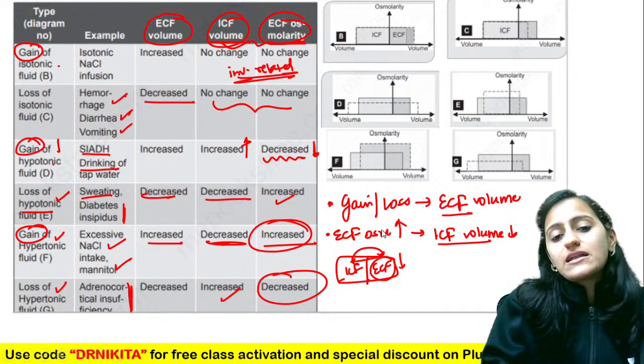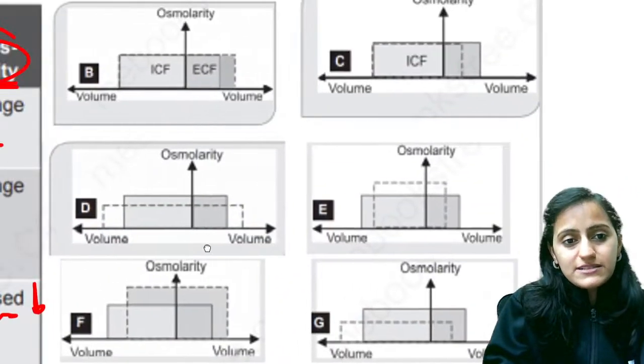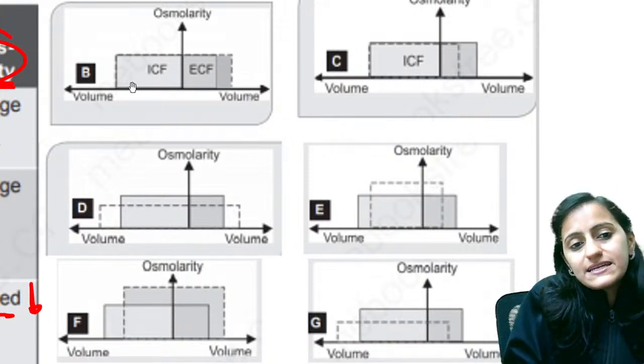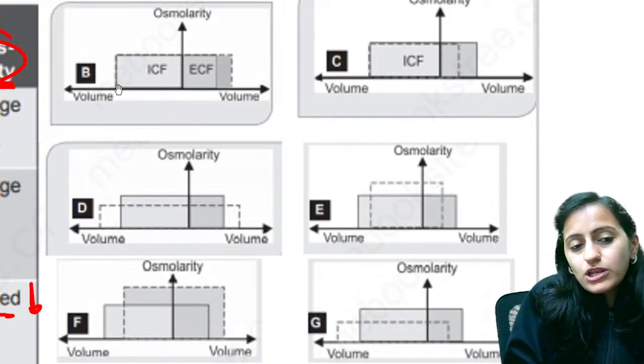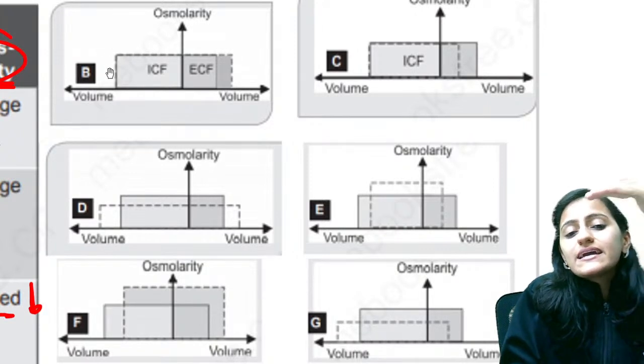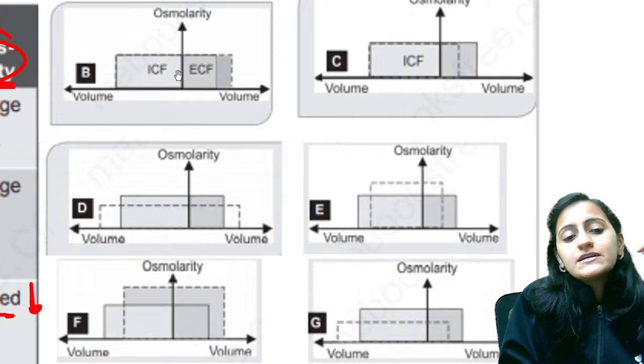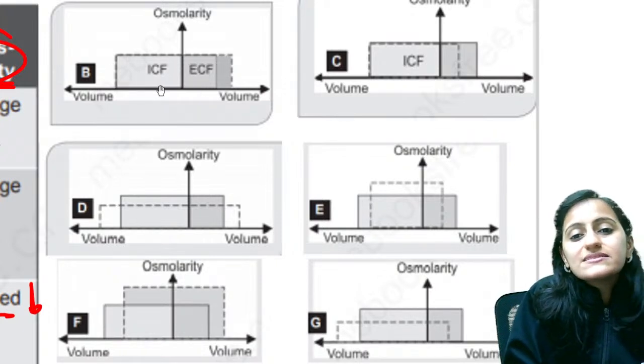So look at the diagrams. How do we interpret the diagrams? That is very, very important. Now, in the diagram, basically, this is indicating your volume. The height is indicating the osmolarity. Okay, the height is indicating the osmolarity. So, this is ECF and this is ICF.